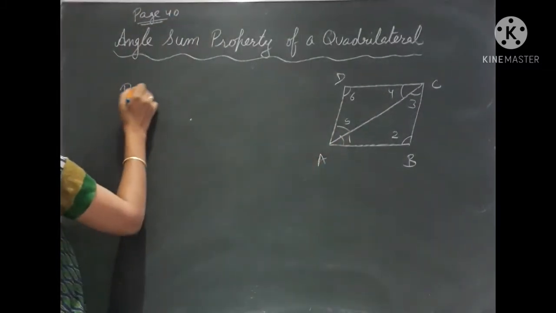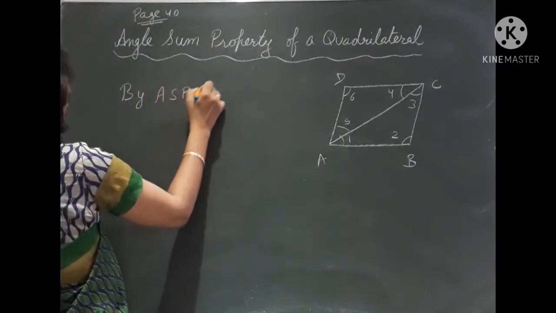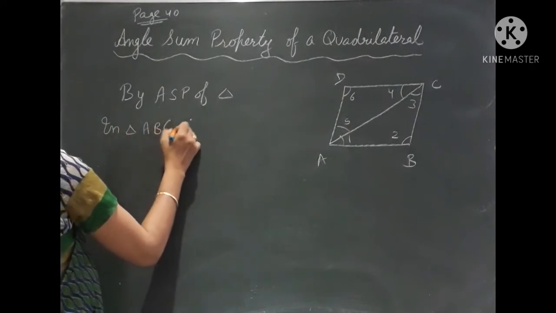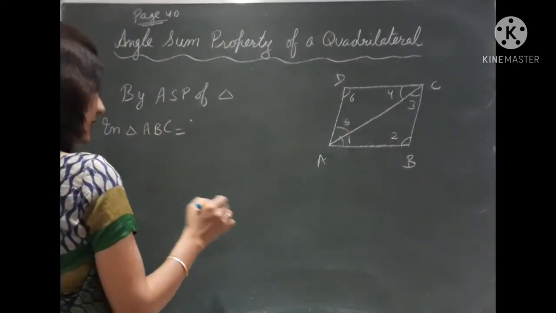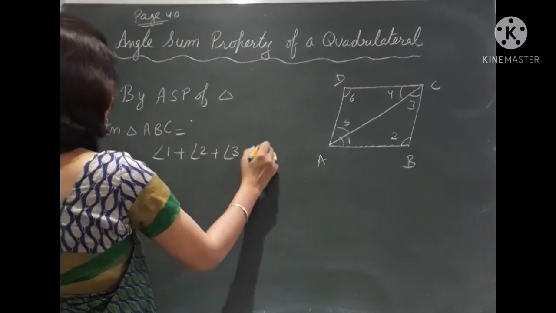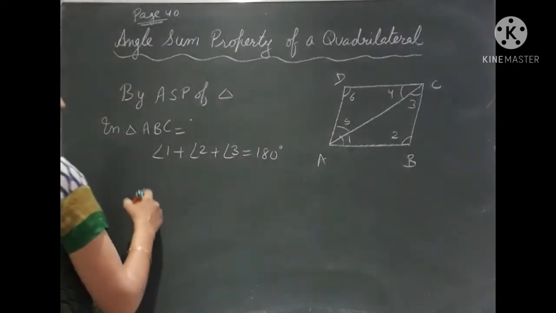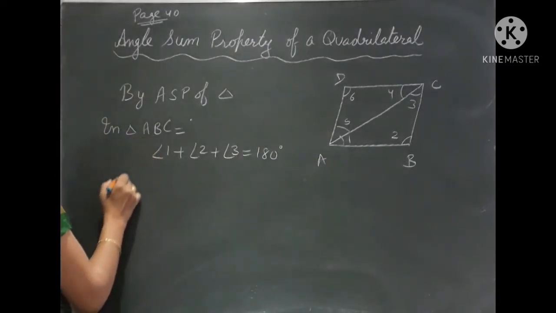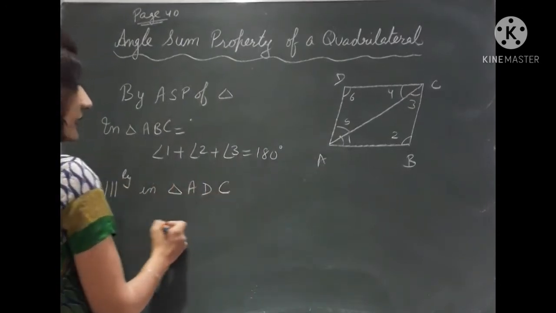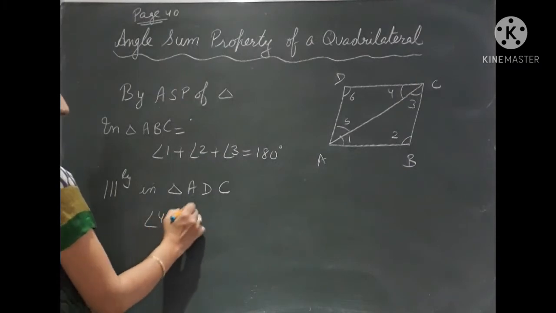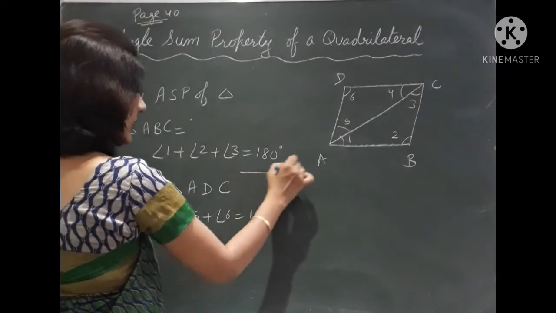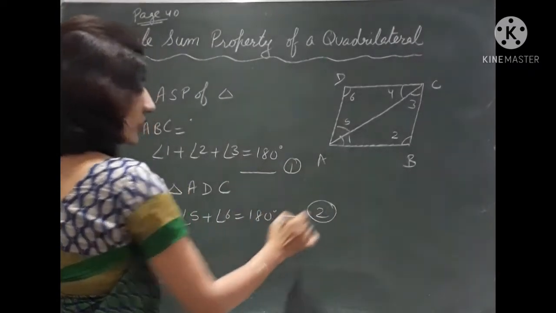By the angle sum property of a triangle, in triangle ABC the sum of all angles is equal to 180 degrees. So you will write angle 1 plus angle 2 plus angle 3 equals 180 degrees, in triangle ABC. Similarly, in triangle ADC, the sum of these angles, angle 4 plus angle 5 plus angle 6, is also equal to 180 degrees. This you can say is equation number 1, and this is equation number 2.